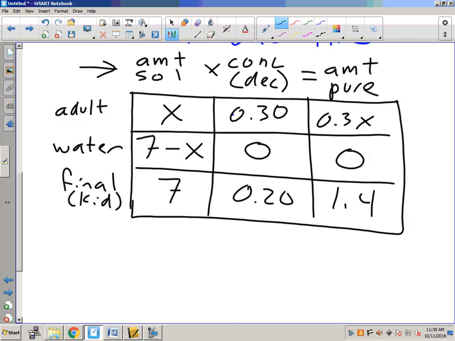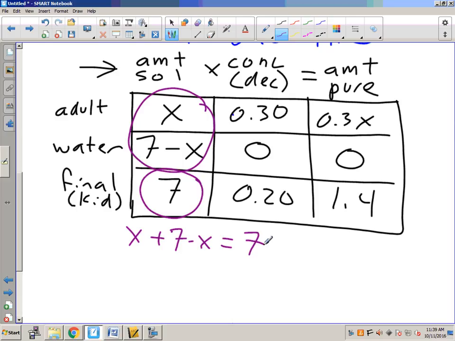Table's filled out. Now our last step is just to look and see if we can find an equation within this table. For example, would it make sense that if you added these two things together, the total would be this? Does that make sense? So there's an equation: 7 plus x plus 7 minus x equals 7. Now, if you try and solve this, you're going to get 7 equals 7, which isn't very helpful. So that one's not very useful.